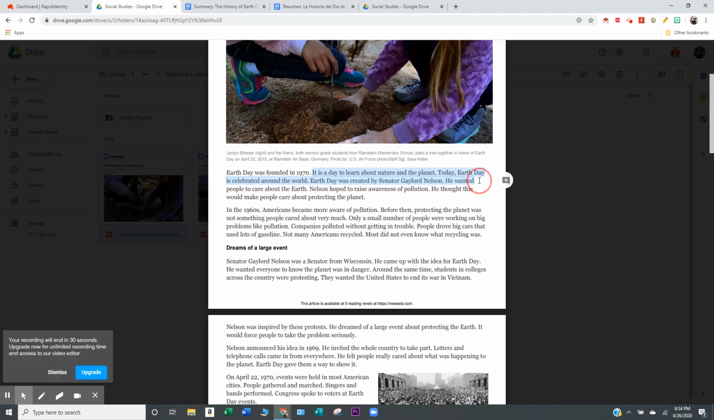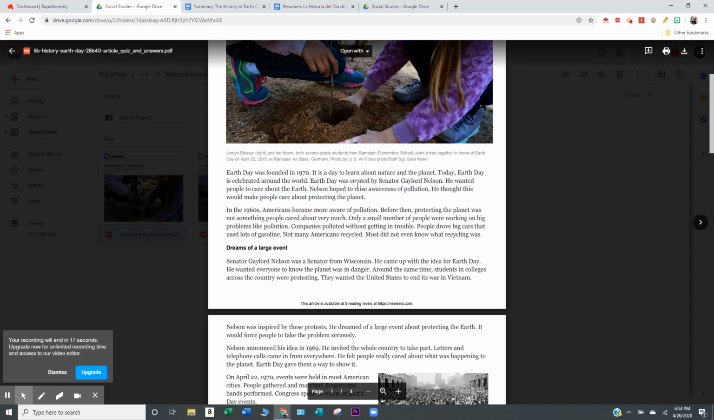Earth Day was created by Senator Gaylord Nelson. He wanted people to care about the Earth. Nelson hoped to raise awareness of pollution. He thought this would make people care about protecting the planet. So in that section I learned that Gaylord Nelson wanted people to protect the planet, so he invented Earth Day.